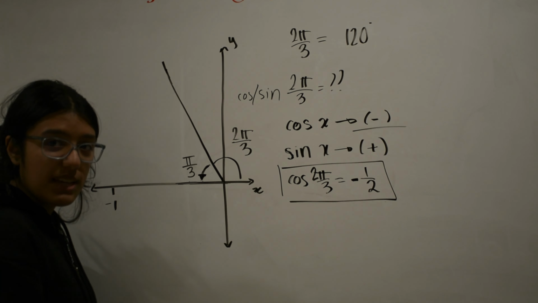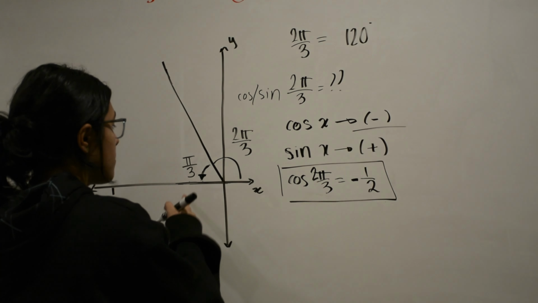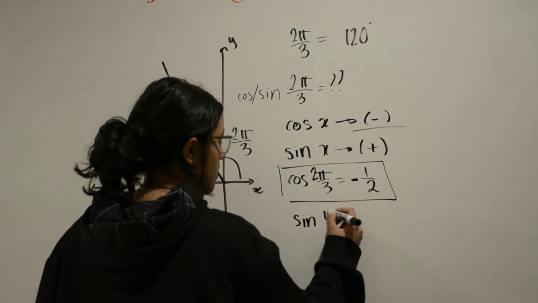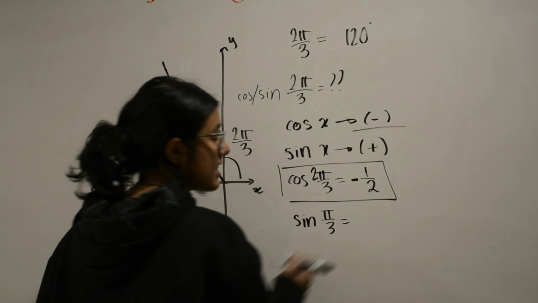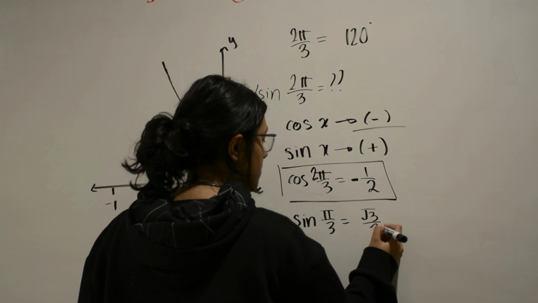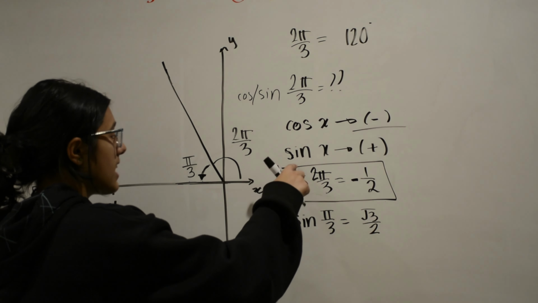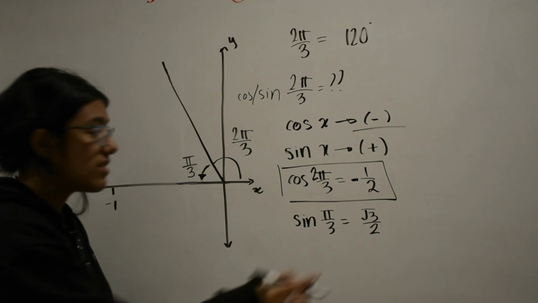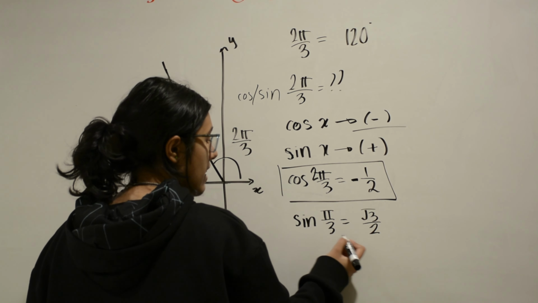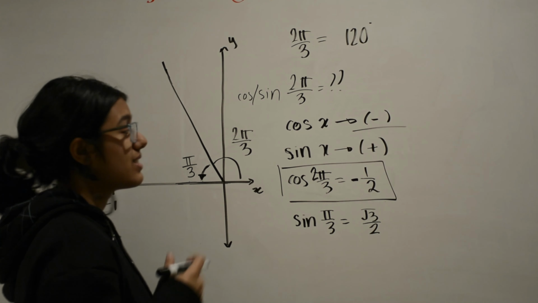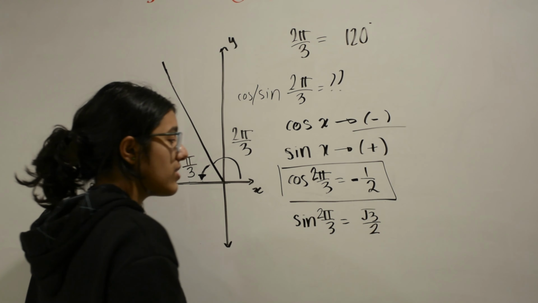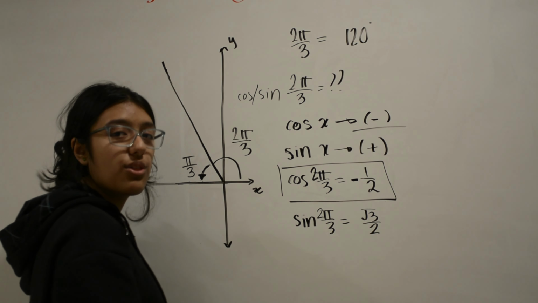This is the exact same thing for sine. Sine of pi over 3, aka sine of 60 degrees, is square root 3 over 2. We know that sine in the second quadrant is positive, so we can just leave it like that. And essentially sine pi over 3, we just saw, is also equal to sine 2 pi over 3. So essentially sine 2 pi over 3 is equal to square root 3 over 2.